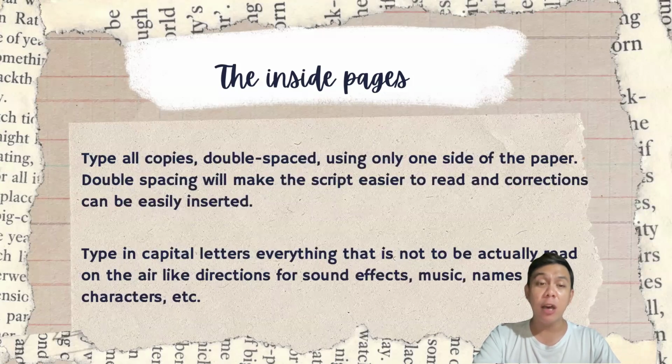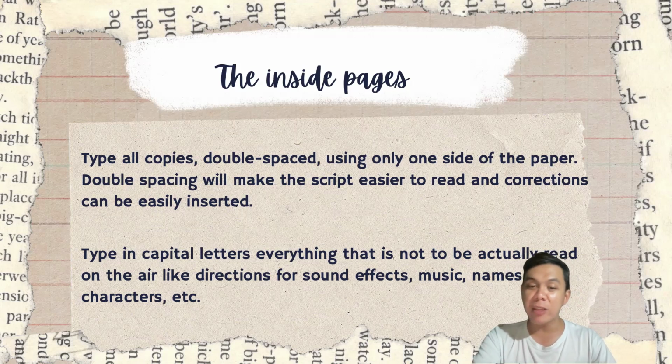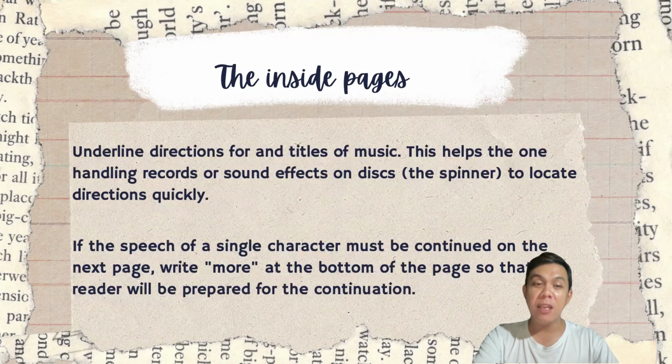Next, type all copies double spaced using only one side of the paper. Double spacing will make the script easier to read and corrections can be easily inserted. Next, type in capital letters everything that's not to be actually read on the air, like directions for sound effects, music, names of characters, etc. Next, underline directions for and titles of music. This helps the one handling records or sound effects, the spinner, to locate directions quickly.